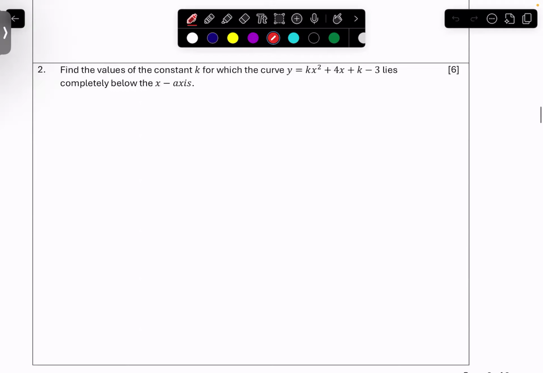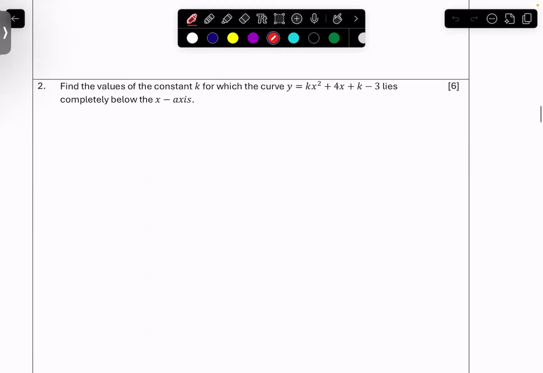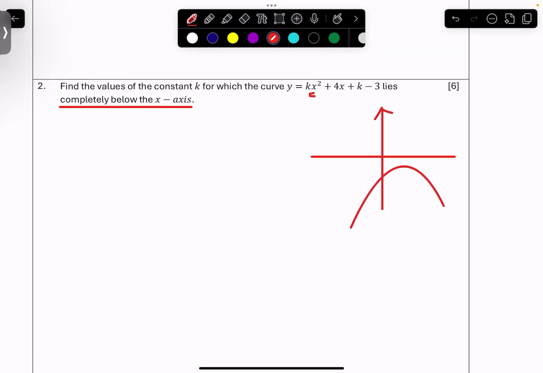Find the values of the constant k for which y equals kx squared plus 4x plus k minus 3 lies completely below the x-axis. So for this sort of question, what do we need to understand? Since it lies completely below the x-axis, the only way it can look is like this, because this is a quadratic curve. It lies below the x-axis, something along this curve, right?